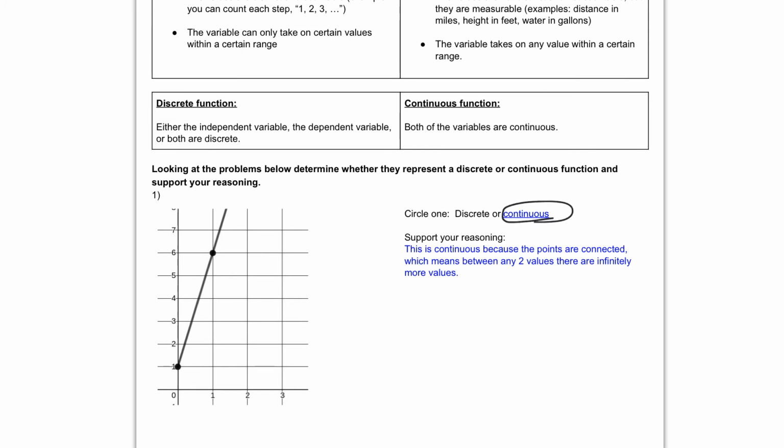The reason that it's continuous is because the points are connected, which means between any two values, there are infinitely more values. So for instance, I can go on my x-axis, and I can go to maybe 0.5 and get a value there. And I can continue to get any point in between these two values that I have. That connected line tells us that we can take any of those decimals in between, any of those points.